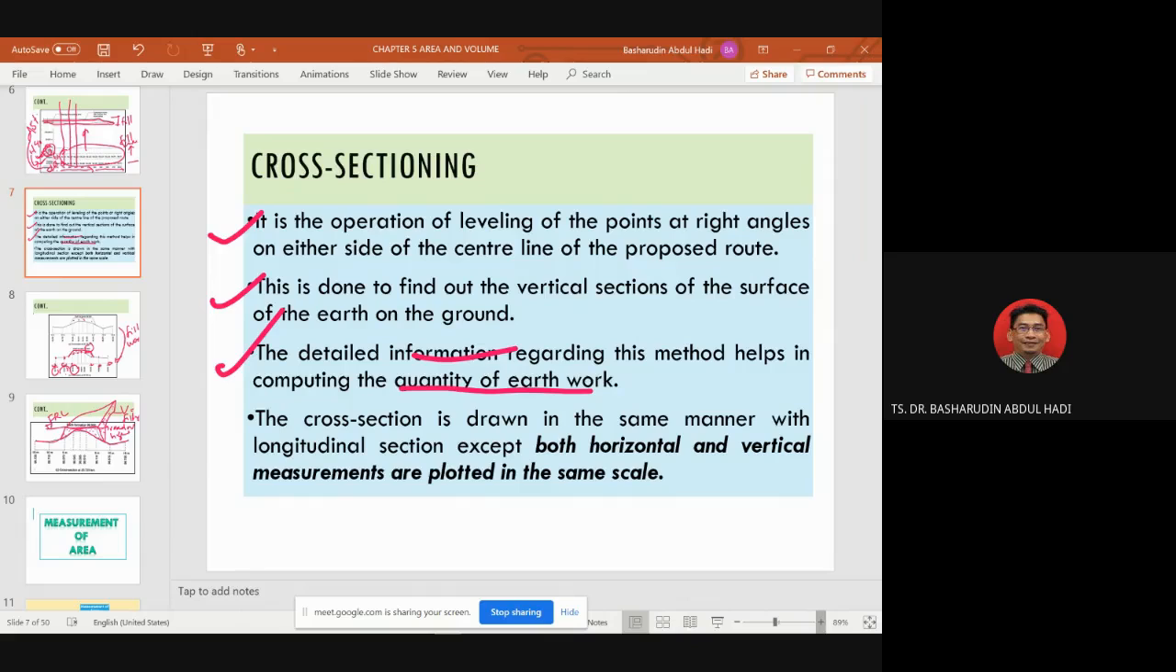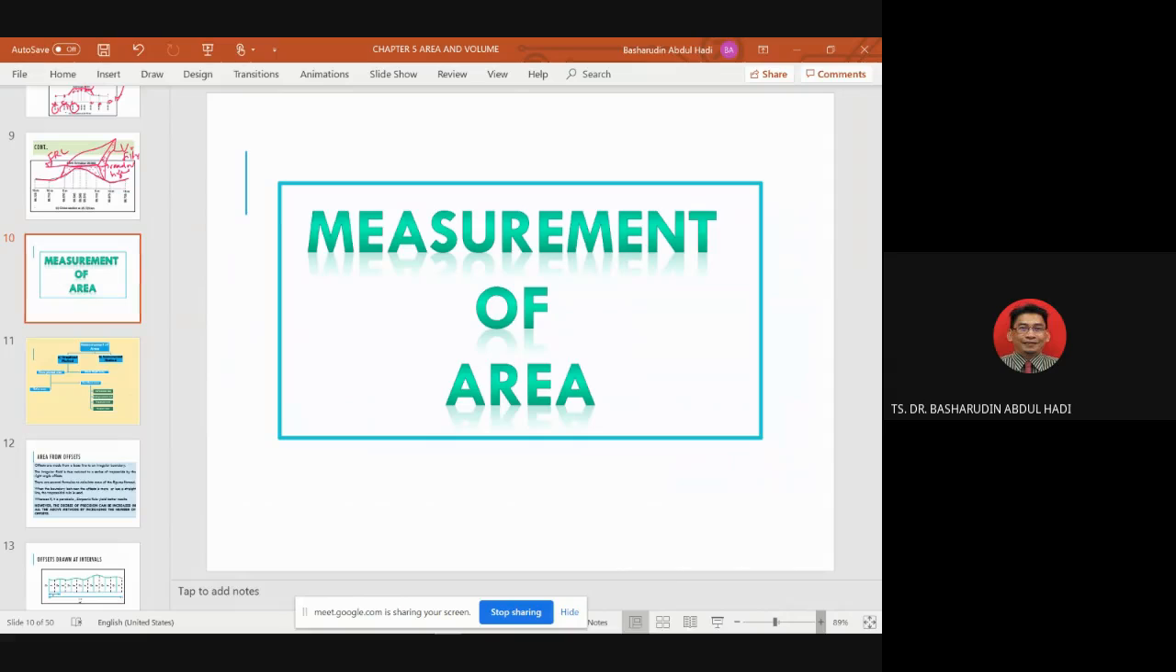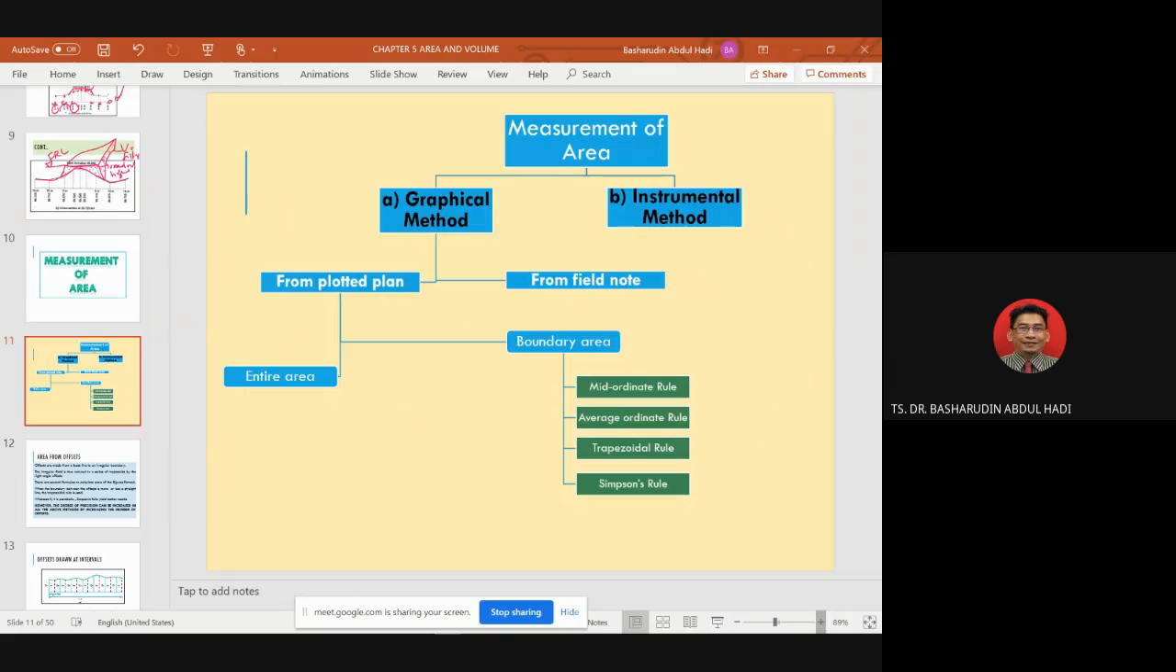And the road pavement, I think, is number 4 or number 5 priority. Okay, in cross sectioning, the cross section is drawn in the same manner as the longitudinal section, except both horizontal and vertical measurements are plotted at the same scale. So you want to do a measurement of area. For measurement of area, actually we have two methods. One is the graphical method, another one is the instrumental method. By the graphical method, from a plotted plan, we can know the entire area. Or by the graphical method, from field notes, we can know the boundary area, mid-ordinate rules.